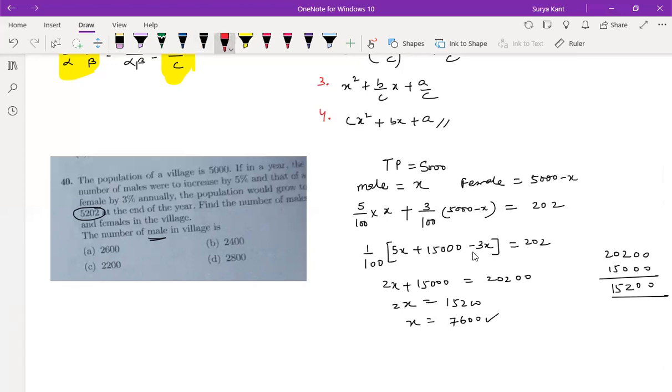Okay, let us think. We are not making a mistake anywhere, no? Let me think first. See, total village population is 5,000. Male is X, so female is 5,000 minus X. Male is increasing by 5% and that of female by 3%, the population will grow to 5202 at the end of the year. Find the number of males and females in the village. So 1 by 100 we have taken common from this. So 5x plus 15,000 minus x minus 3x.